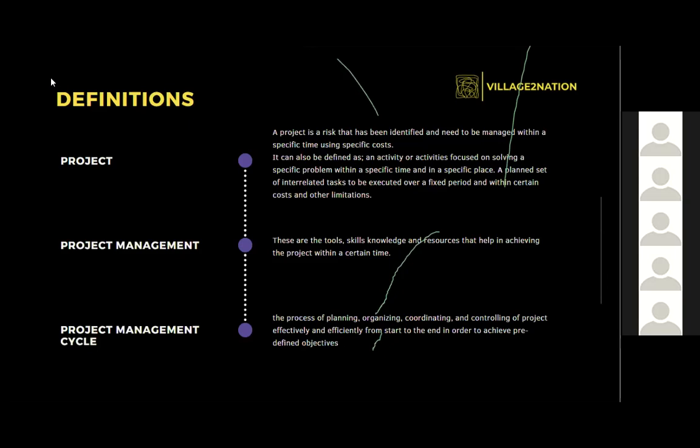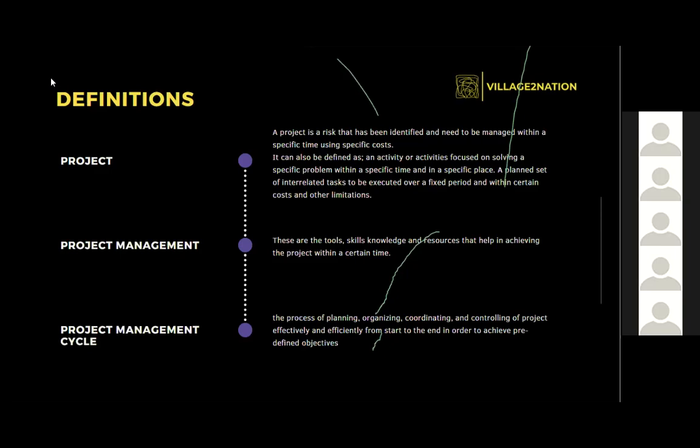So it can also be defined as an activity or activities focused on solving a specific problem within a specific time and a specific place, a planned set of interrelated tasks to be executed over a fixed period of time with certain costs and other limitations. So those are the broad definitions, and you can really see which one you want to run with. But I personally like the first one.